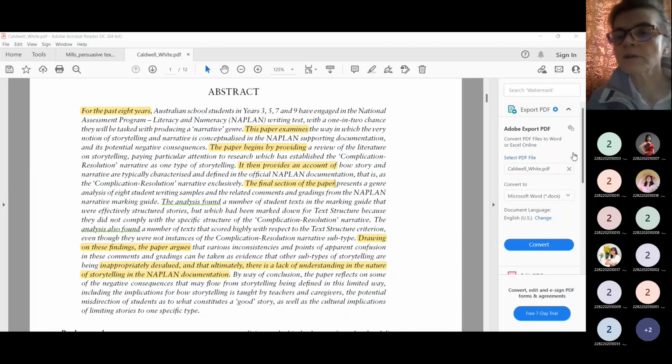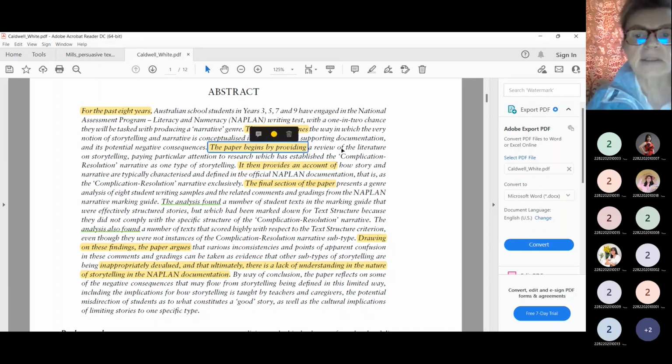Right, so the resolution tells us the findings. So what happened, right? So we've done all of that. We provided a literature review, we provided an account.